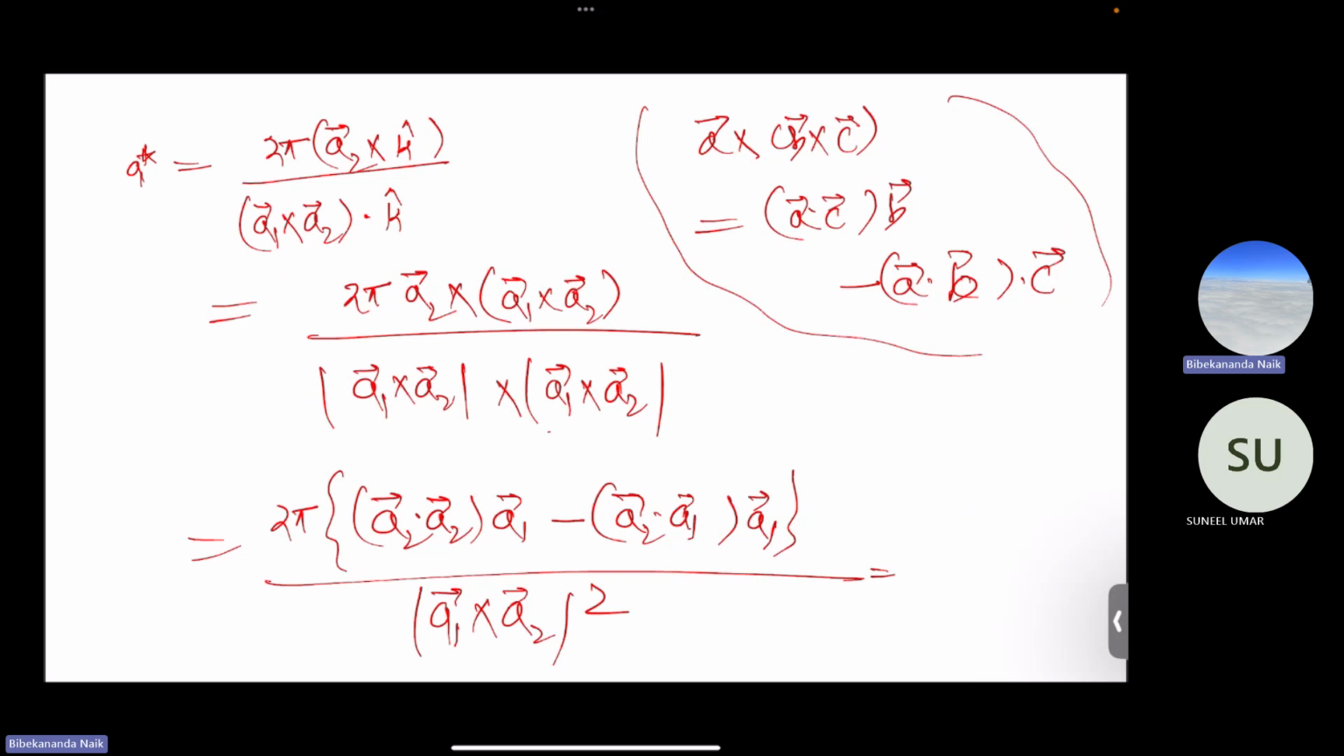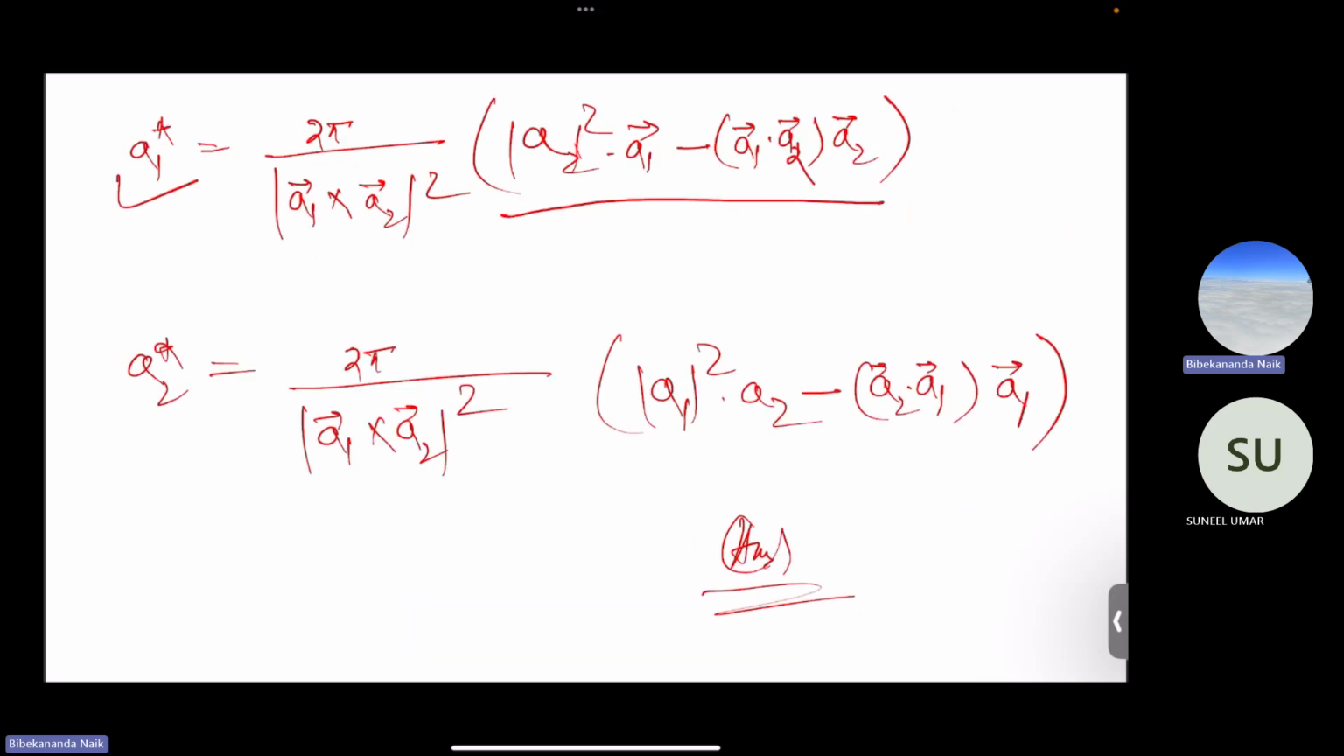So if you put all these values and calculate, there is a formula for the vector triple product, a vector cross (b vector cross c vector). The formula is (A dot C) into B minus (A dot B) into C. If you put this formula, the bracketed term will be like this. So the expression of A1 will be like this, and the expression of A2 will be like this.